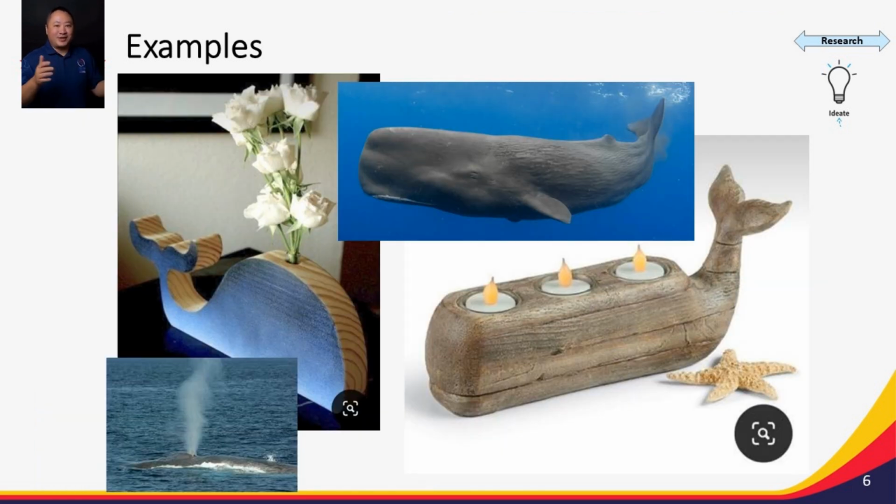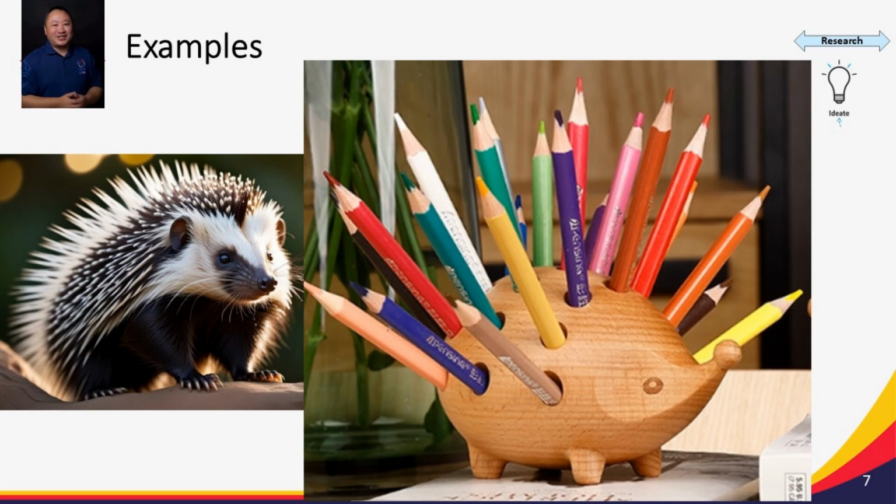I can give you more examples. This is a photo of a whale. The blowhole of the whale can serve as a tea light holder or the vase for some flowers. This is a hedgehog, which has distinctive spikes. We can turn it into a pencil holder, making the pencils form the spikes of the hedgehog.